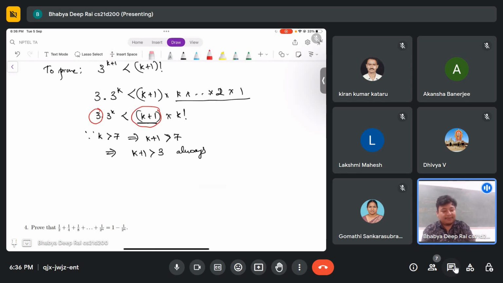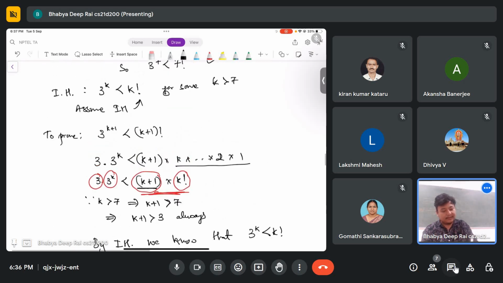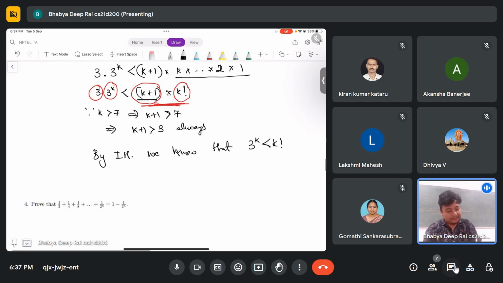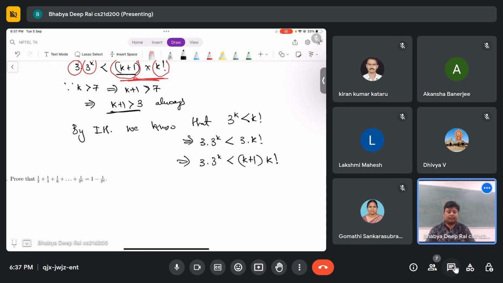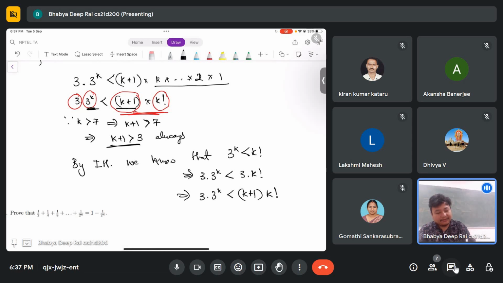Suppose somehow this quantity was supposed to be less than the left hand side; it can only be that k factorial is less than 3 times k. But that is not the case, right? Because by inductive hypothesis we know that 3 to the k is less than k factorial, which means that 3 times 3 to the k is less than 3 times k factorial, which means that 3 times 3 to the k is less than k plus 1 times k factorial, because k plus 1 is greater than 3. The main thing to observe here is that by inductive hypothesis we already know that this quantity is less than this quantity.